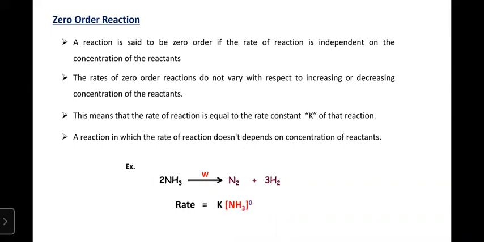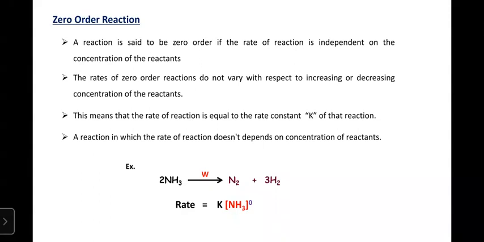Okay, get this. According to this, the rate is equal to K into concentration of ammonia raised to zero only. Why? Because it does not depend on concentration of ammonia. I will tell you later why. So according to zero order reaction, the rate of the reaction is exactly equal to the constant K only, and does not depend on the initial concentration of ammonia, right?